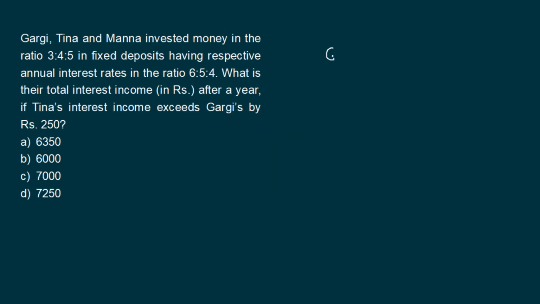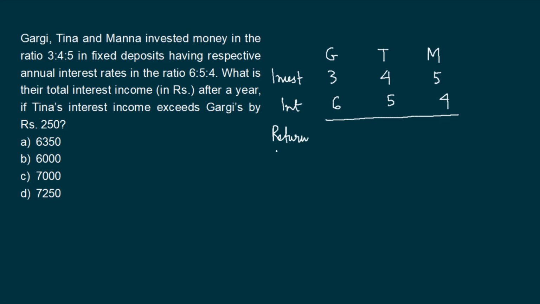Gargi, Tina and Manna invested money in the investment ratio 3:4:5 in fixed deposits, having respective annual interest rates of 6:5:4. Now what would be the return ratio? Return ratio is simply investment into interest rate ratio. That would be 18:20:20, or return ratio would be 9:10:10.